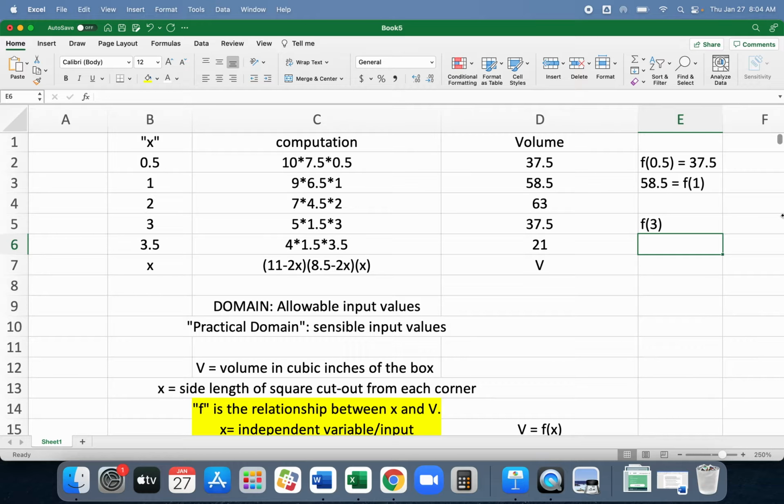So for this box situation, we have different inputs. They vary as the cutout varies in size, but we happen to hit the same value a couple of times, and that's okay. What is not okay in terms of function stuff is if I've defined this to be a function and I plug in a number and it's like, well, what's the answer? It kind of depends. Is it Tuesday or Thursday?